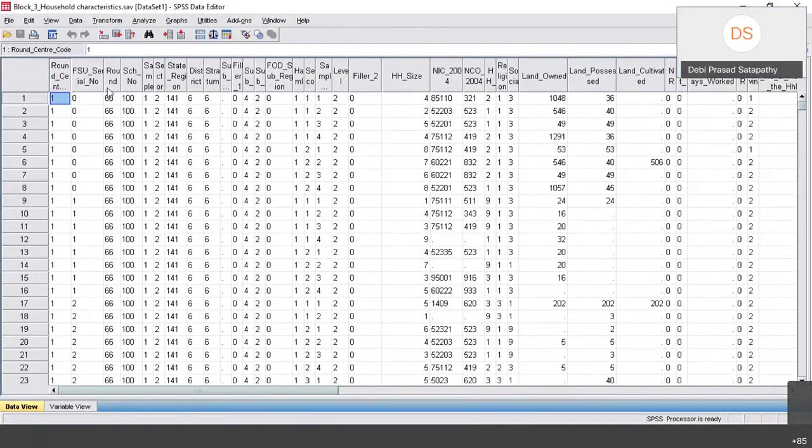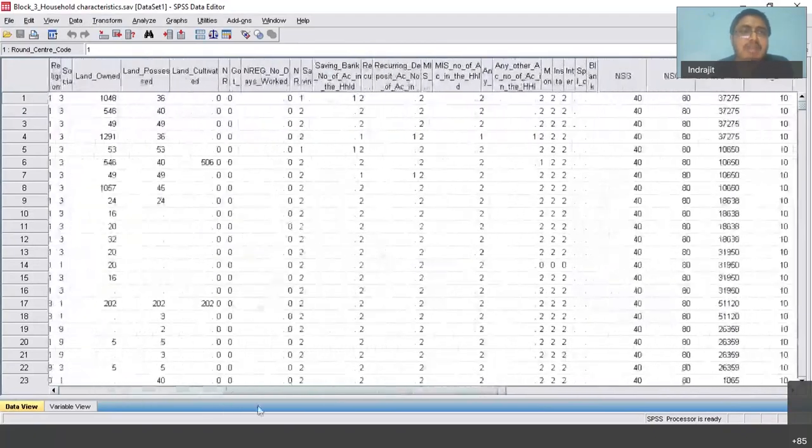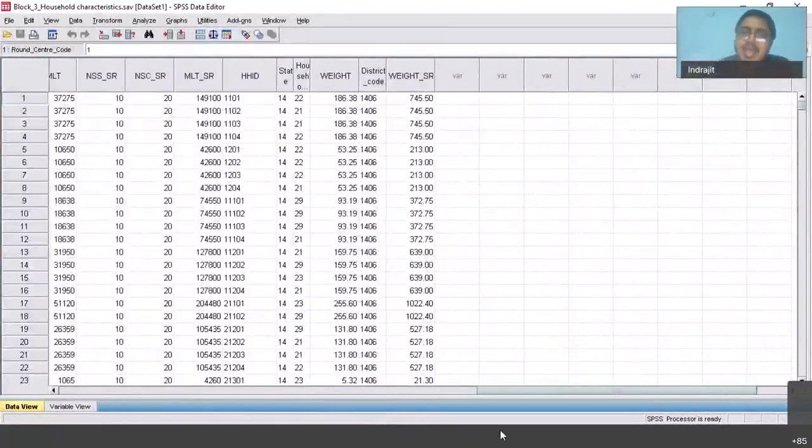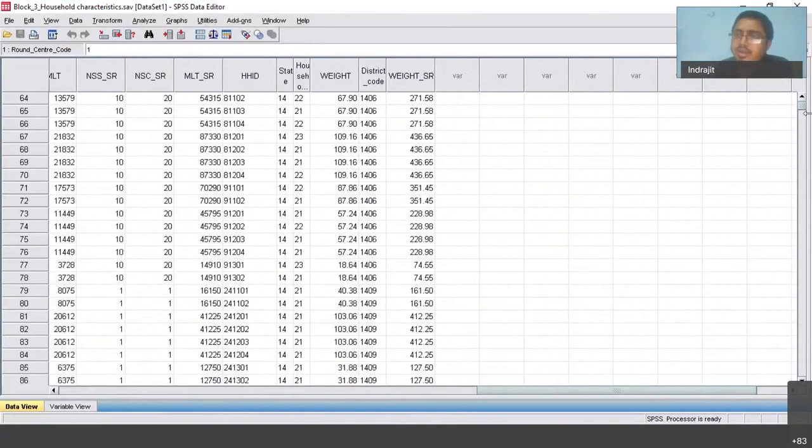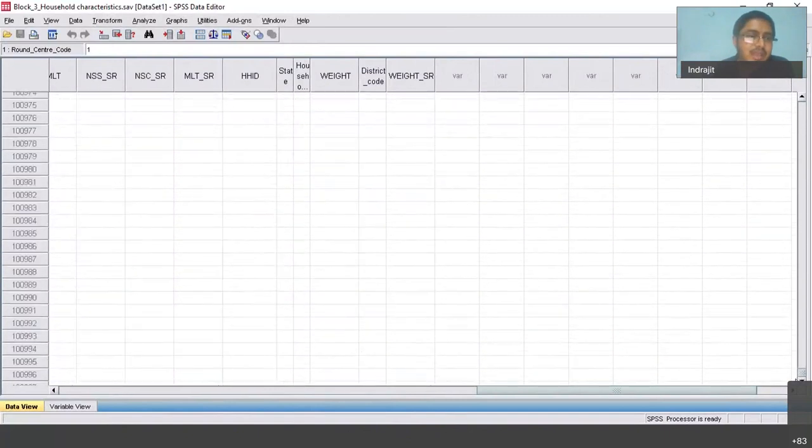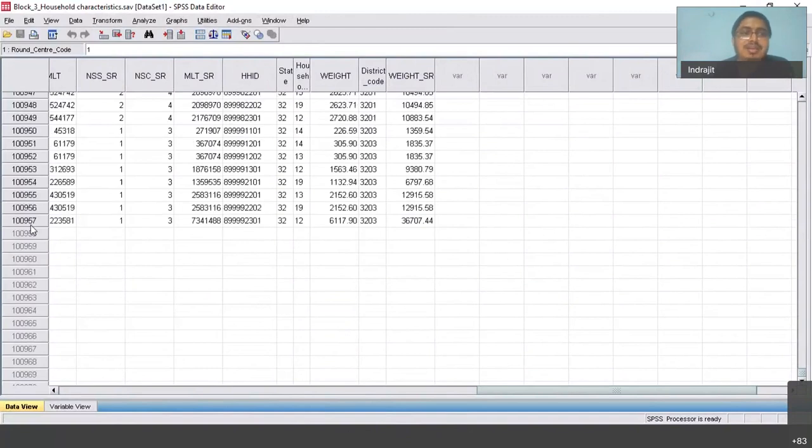Now you see we have so many variables in the data file, block 3 household characteristics. I have to merge this data file with the demographic particulars. The length of this data file is 1,957. You just note it down. I am not opening it because of a technical problem. The other data file length is around 4,59,000. Why? I said I have 1 lakh households in the data file, but on an average some 4.5 individuals are staying, so I have some 4,59,000 rows in the data file for demographic particulars.